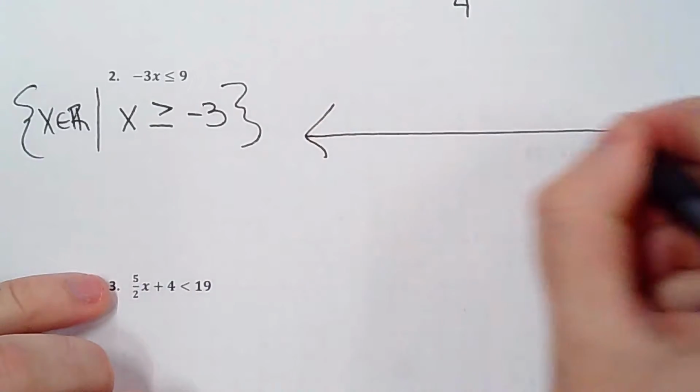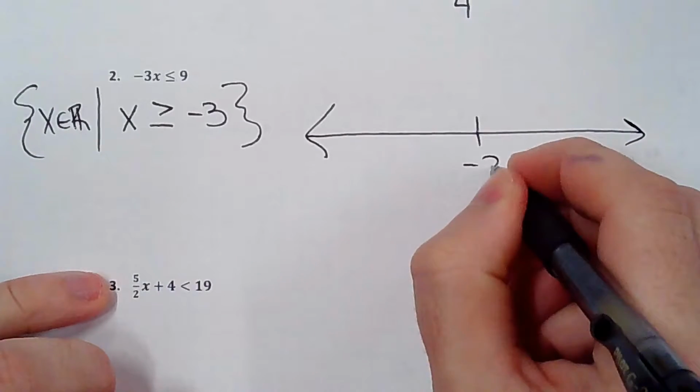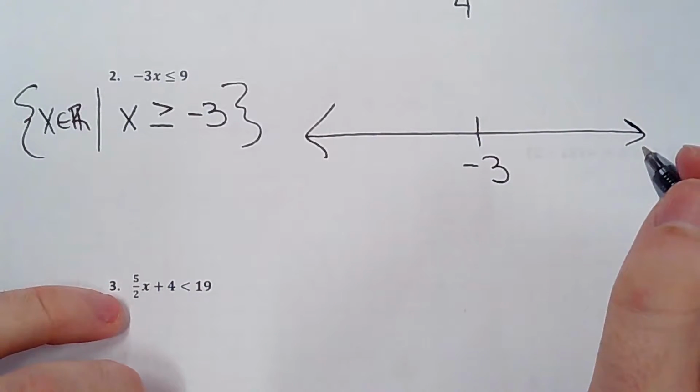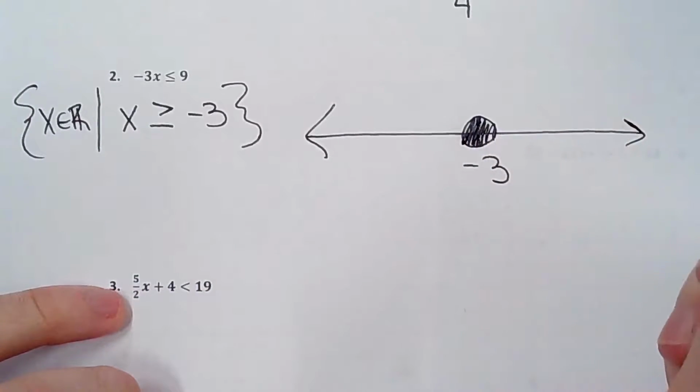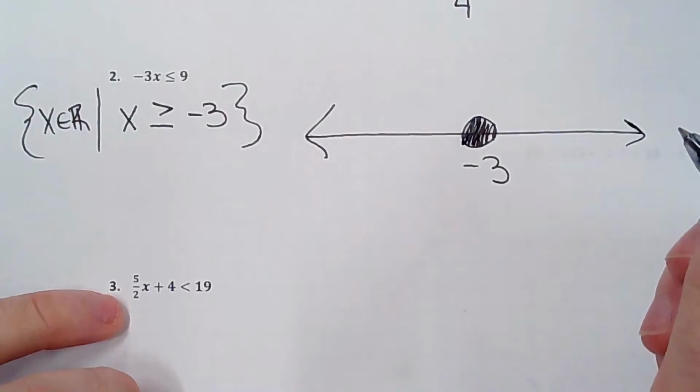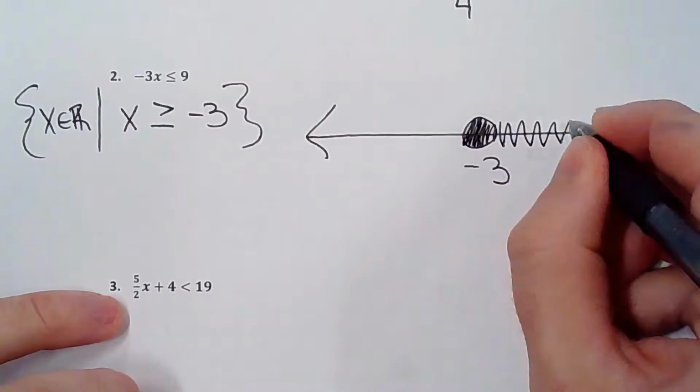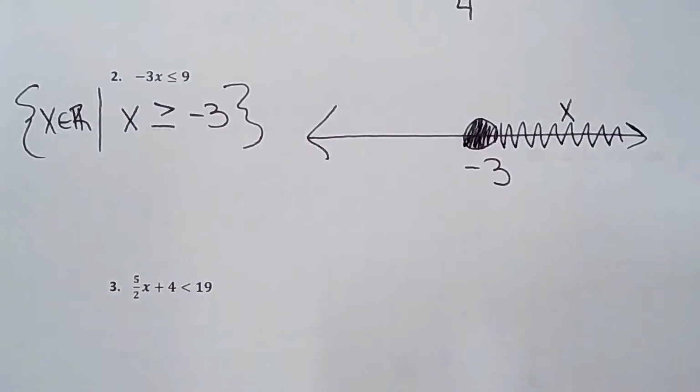Now I'm going to graph it. Here's -3. Open or closed circle? Closed. Very good. So close it. X is greater than or equal to -3. So which side's greater than, right or left? Right. So x exists over here. Correct.